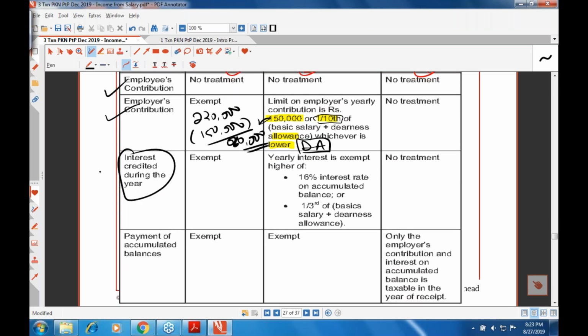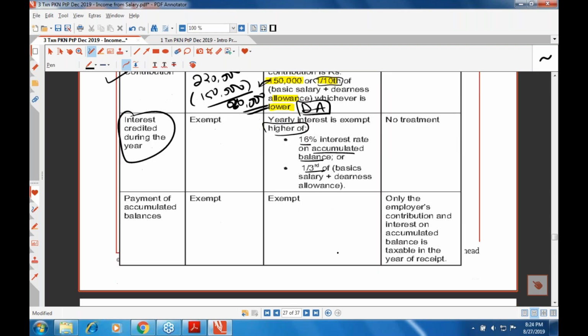Then what about the interest treatment? It says yearly interest is exempt at the higher of 16% of interest on the accumulated balance, or 1/3 of basic plus DA. And lastly, when an employee withdraws the fund, only the employer's contribution and interest is taxable in the year of receipt.